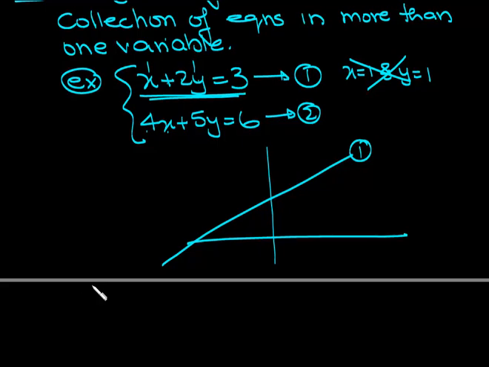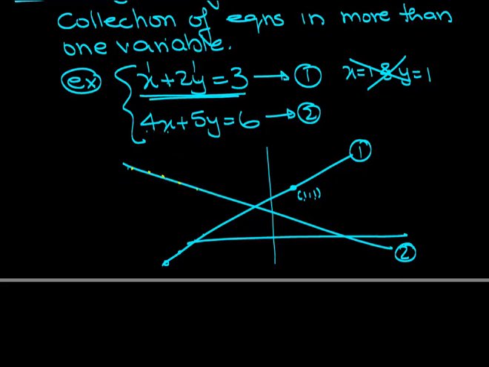So what does that mean? Every point on this line satisfies this equation. For example, this 1, 1 would be one of the points on this line, because this value of x and this value of y satisfies this equation. So every point on this line satisfies this particular equation. Now if I were to graph the second line, it might look like this. That means every point on this line satisfies this equation.